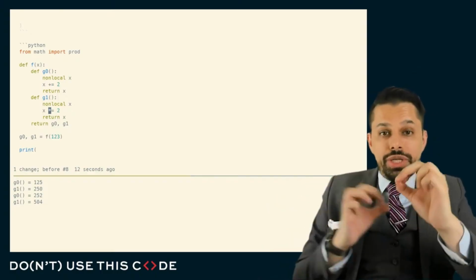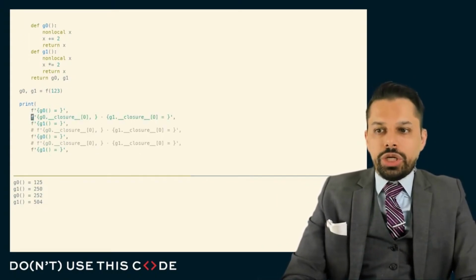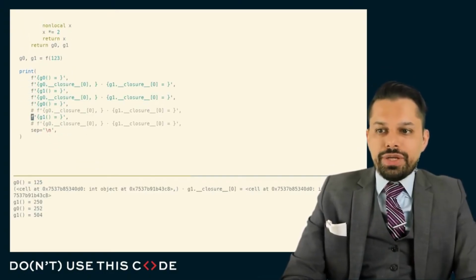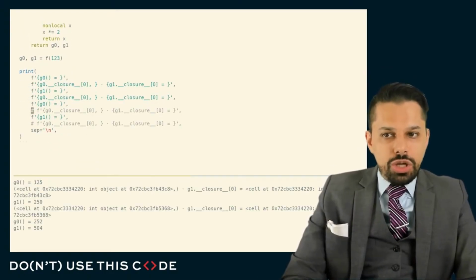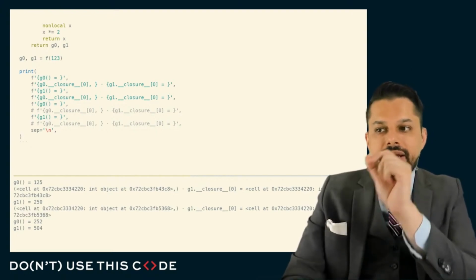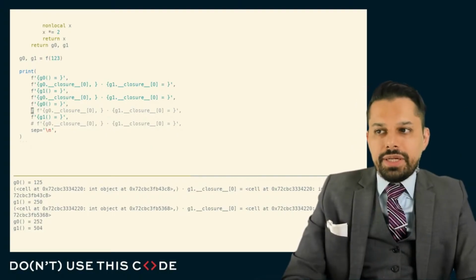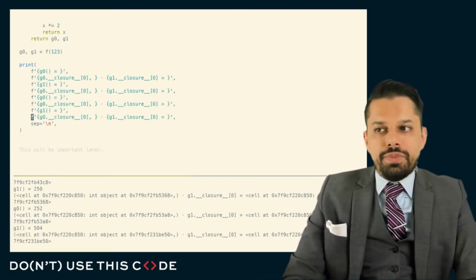And so G0 and G1 will share the same closure. In fact, if we take a look at this, we'll see as we step through this, they have the same closure object, they have the same cell, and it's merely the case that that int object that cell indirects them to is being updated as we perform these manipulations.